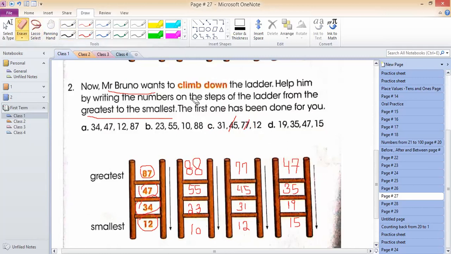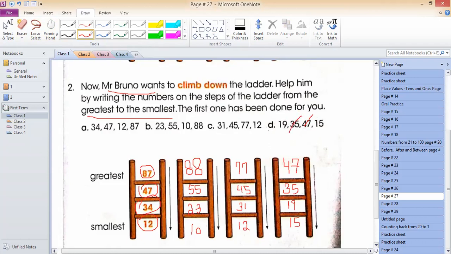Let's take one more example, guys, for D. 19, 35, 47 and 15. So 1, 3, 4 and 1. So 4 is bigger than 3 and 4 is bigger than 1. That's why you will write 47 first. Now you finish writing 47. So you have three numbers left, 35, 15 and 19. So 1, 3, 1. 3 is bigger than 1. That's why you will write 35.